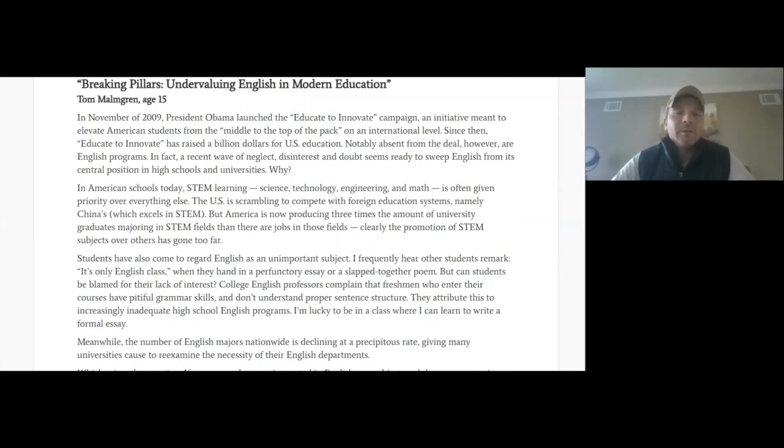Breaking Pillars, Undervaluing English in Modern Education. In November of 2009, President Obama launched the Educate to Innovate campaign, an initiative meant to elevate American students from the middle to the top of the pack on an international level. Since then, Educate to Innovate has raised $1 billion for U.S. education. Notably absent from the deal, however, are English programs. In fact, a recent wave of neglect, disinterest, and doubt seem ready to sweep English from its central position in high schools and universities. Why?